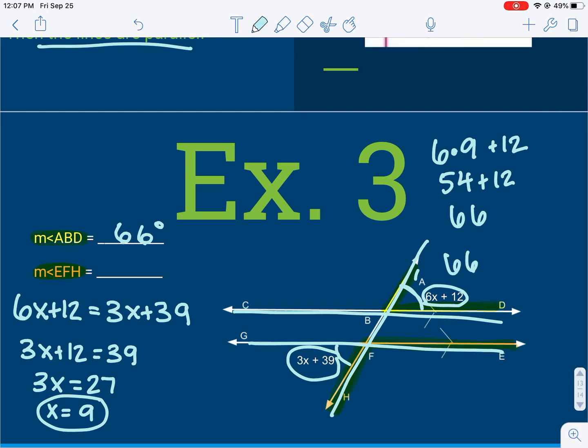So I know this one's 66, which means this one must also be 66. These form a linear pair, so I can do 180 minus 66. 180 minus 60 is 120. Minus 6 more, I'm at 114 degrees.